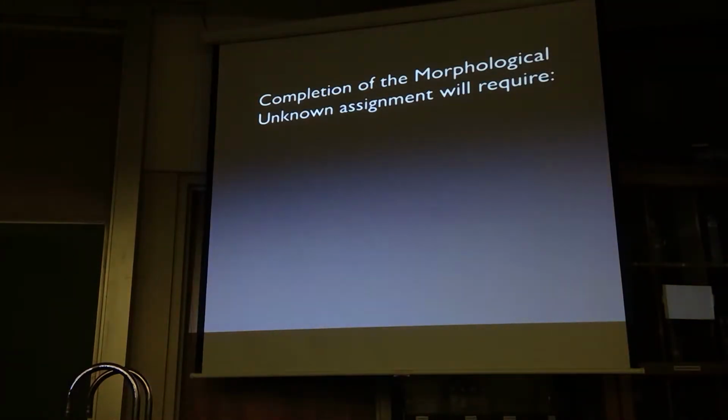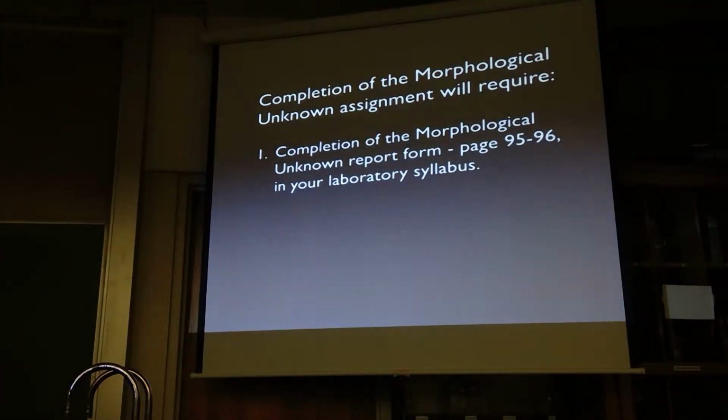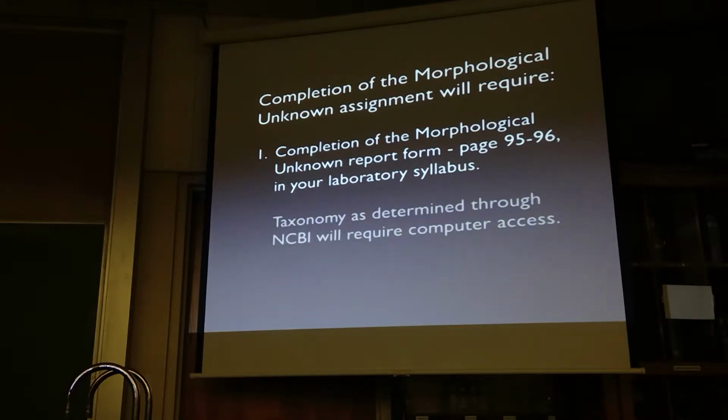Anyway, so the completion of your morphological unknown. You have to complete the morphological unknown report form, which is pages 95-96. It has space for recording colony morphology. It has space for recording cell morphologies. And for each stain that you were doing, you are supposed to record data, which is what you see, the result, which is plus or minus, or acid-fast, non-acid-fast, and a conclusion.